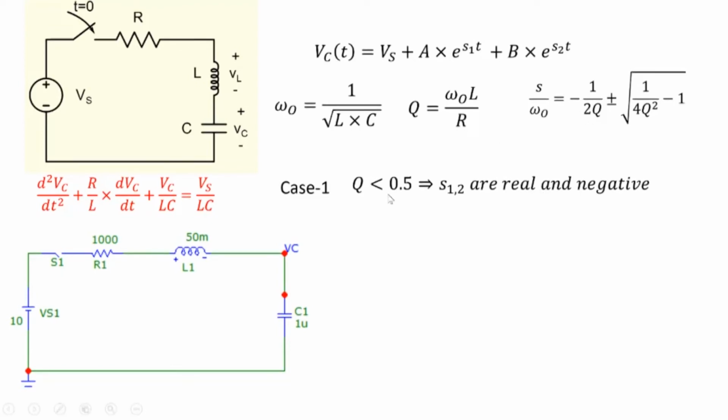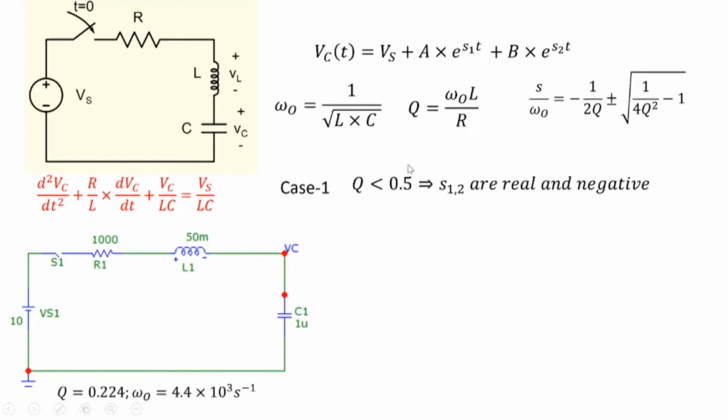So we are looking at Q less than 0.5. Okay. So let's take a circuit like this. We have a 10 volt supply. R1 is 1000 ohms, this is 50 millihenries, and the capacitor is 1 microfarad here. We know that Q is omega naught L by R. So to calculate Q, before that we have to calculate omega naught, 1 over square root LC. We are given L and C, so we can calculate omega naught. This is the natural frequency of the circuit, 4.4 into 10 power 3 here.